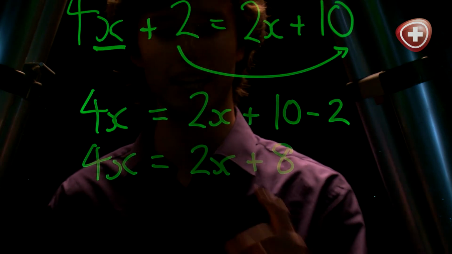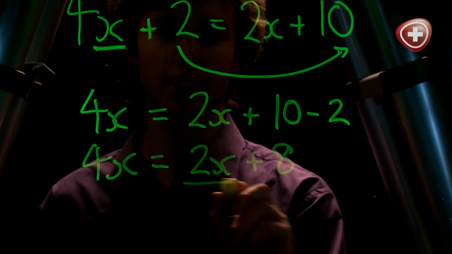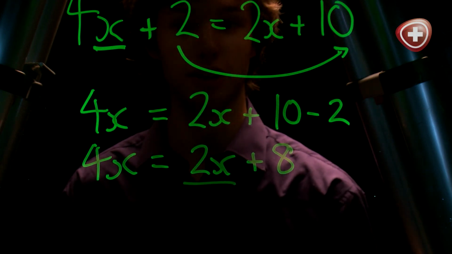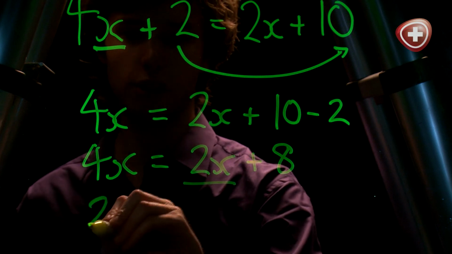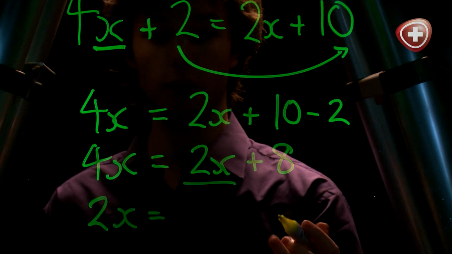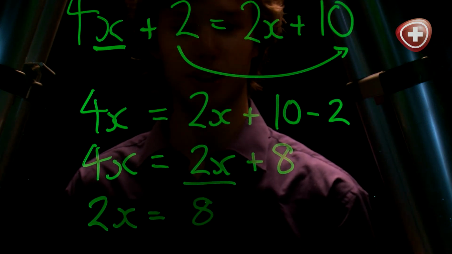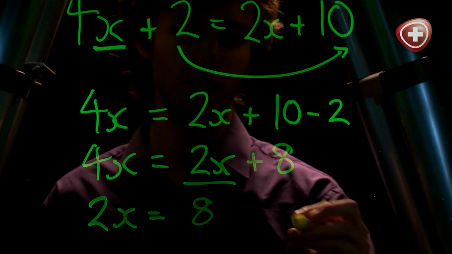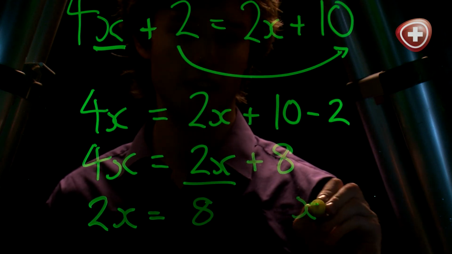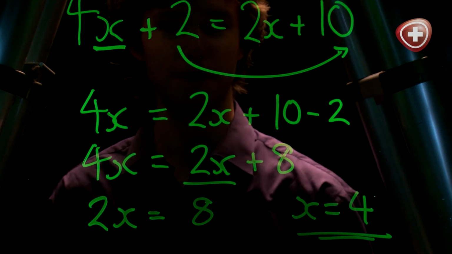Now we just need to get all the x's over onto one side. And we do this by subtracting 2x from each side again. So now we've got 2x is equal to no x's plus 8. Finally, we can just divide each side by 2, which gives us x is equal to 4 as our answer.